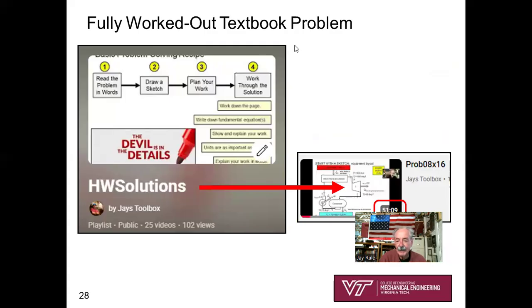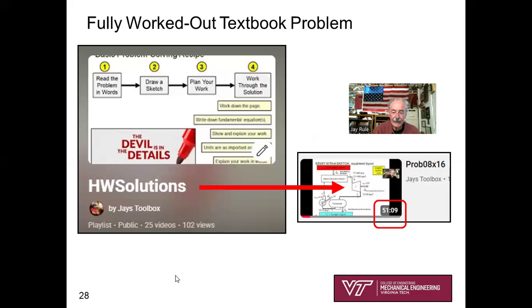Now, if you say, look, I'm eager to see how the numbers shake out. I've gotten a homework problem and I want to see how to work through a problem. So on my homework solutions playlist, problem 816 is a fully worked out analysis of a Rankine cycle with irreversibilities in the turbine and the pump. It runs 51 minutes.